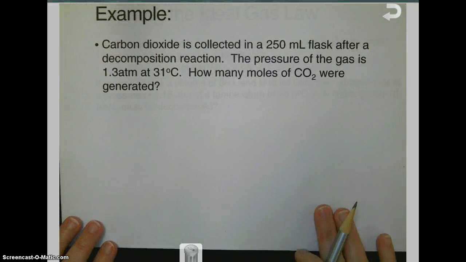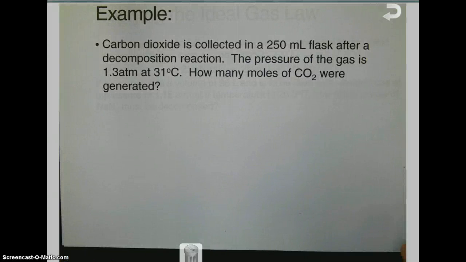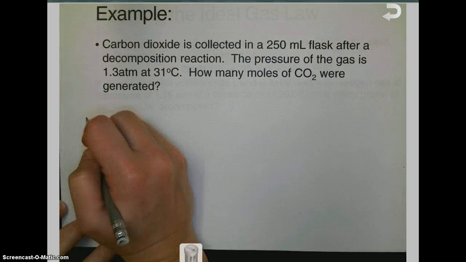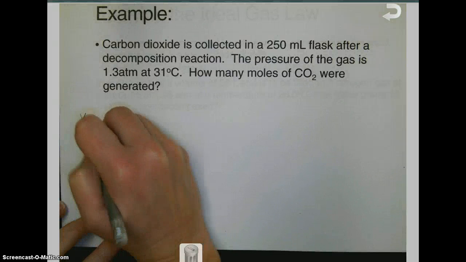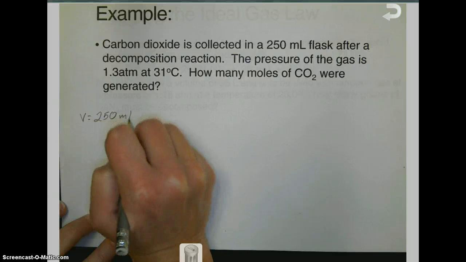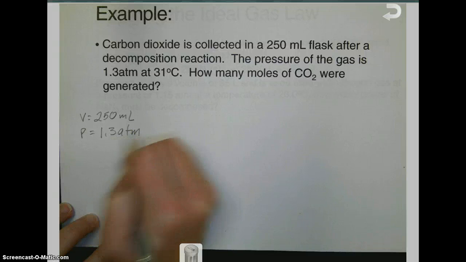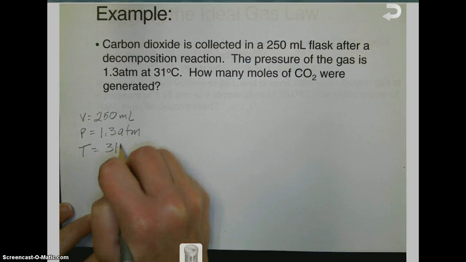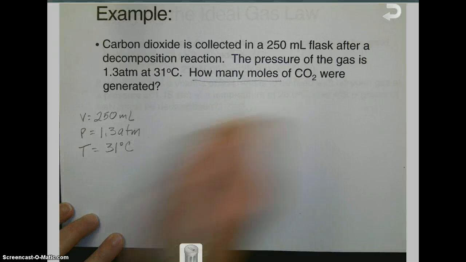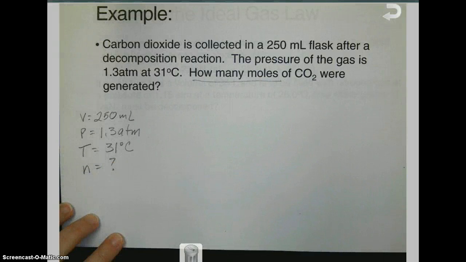Here we go. Carbon dioxide is collected in a 250 milliliter flask after a decomposition reaction. The pressure of the gas is 1.3 atmospheres at 31 degrees Celsius. How many moles of CO2 were generated? All right, so let's write the variables we know. Our volume is 250 milliliters. The pressure, 1.3 atmospheres. The temperature, 31 degrees Celsius. How many moles? Moles are the one we're trying to find.